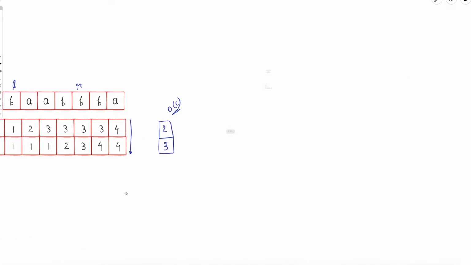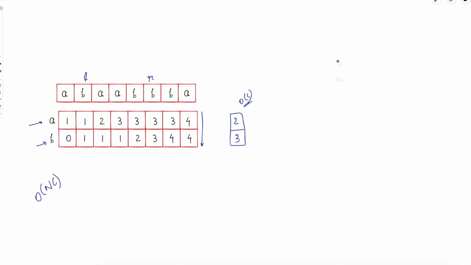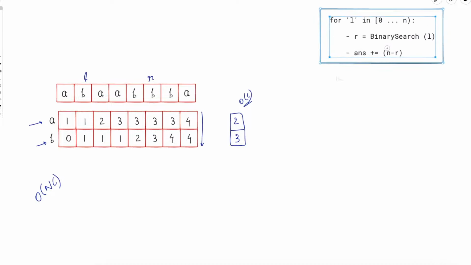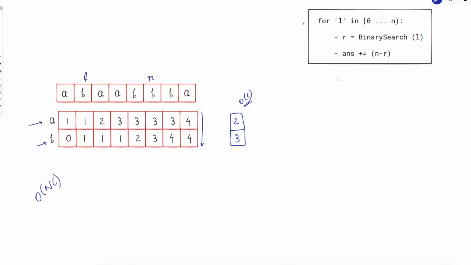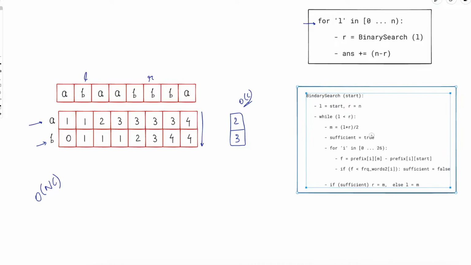So let's look at the pseudocode as well. The pseudocode would be very similar, just that we will not do a linear search, we will do a binary search. So we'll start with every possible L. For every possible L, we'll target what is the first R that is there. Once we get this, we'll simply increment our answer with n minus R. Now, how does the binary search function look like? It will simply be a binary search function.